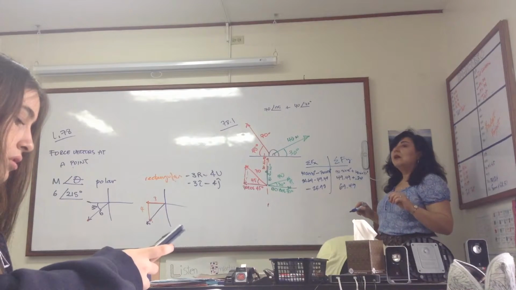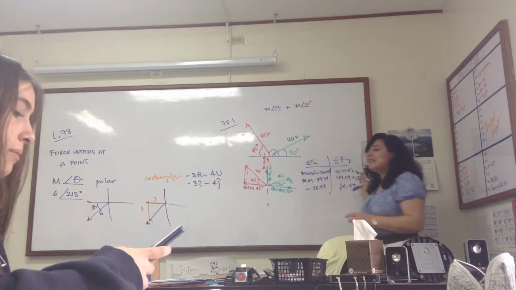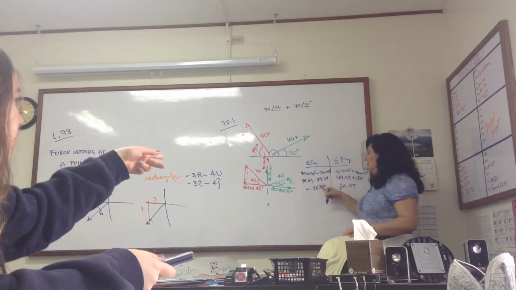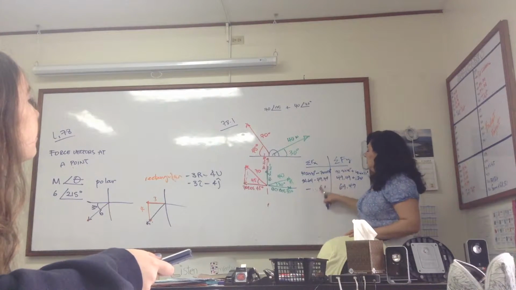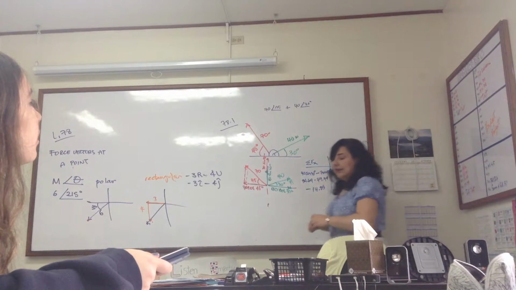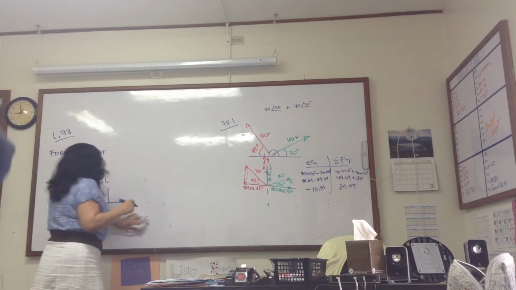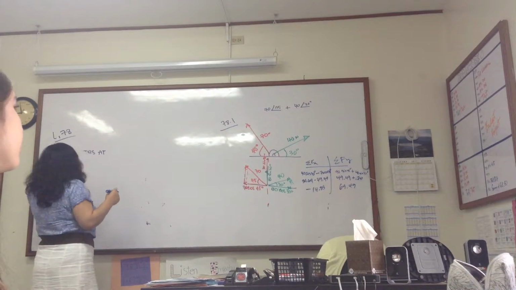I got minus 14.85. Okay, so what does this mean? Yeah, Ian got it wrong. Minus 14.8. Thank you, Seth. Now, what do you do with that information? What does it mean? What are we finding?